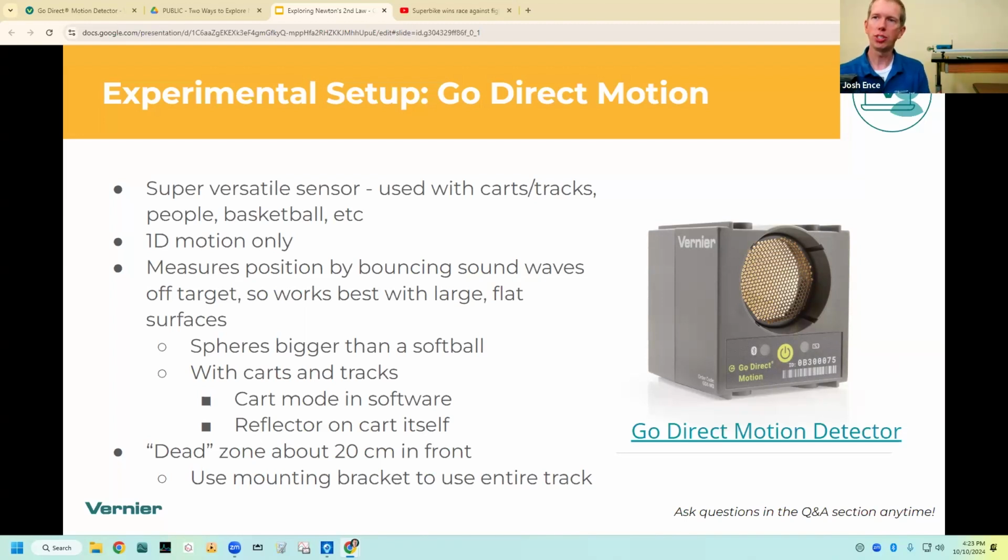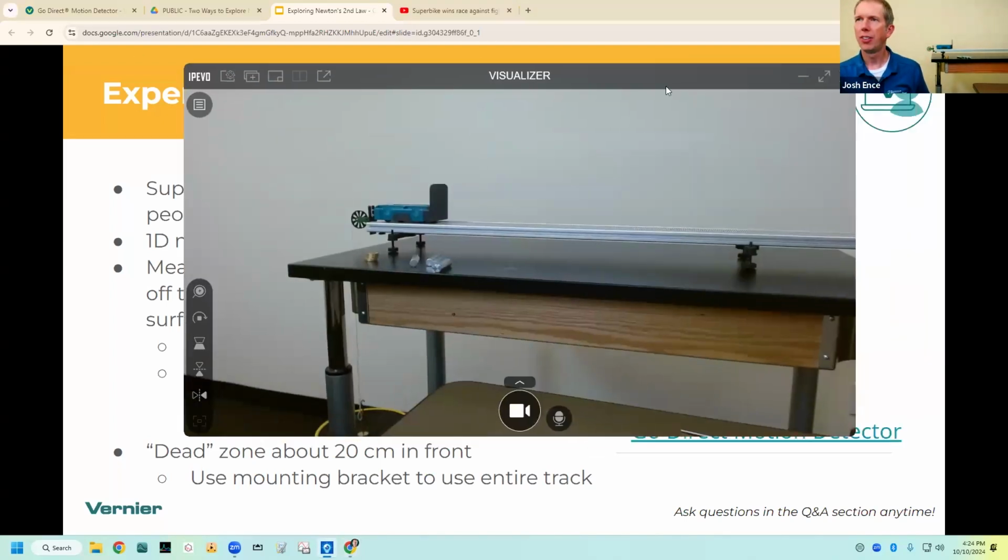When you use it with carts and tracks, there is a cart mode in the software. I'll show you how to turn that on. That basically just makes it listen for much smaller reflections, like you might get off of a cart. And when you're using it with carts and tracks, the newest, or I should say relatively new, versions of the cart and track system that we sell have a reflector plate on it. I'll show you here. This is this little reflector plate that is just magnetically stuck to the end of the cart.